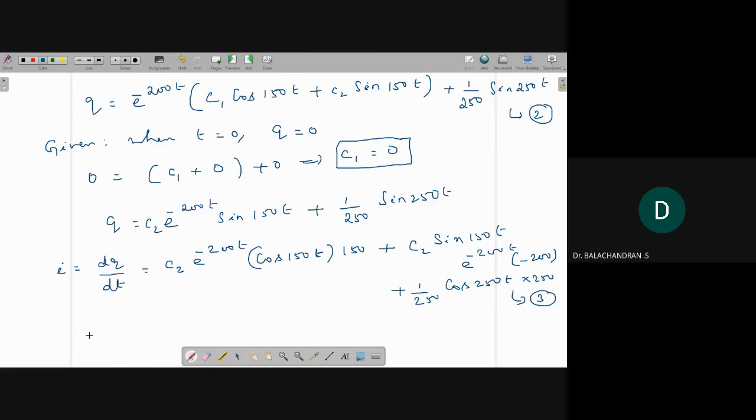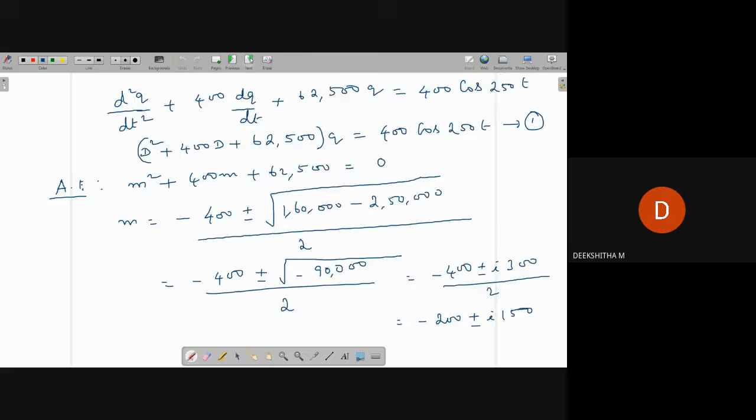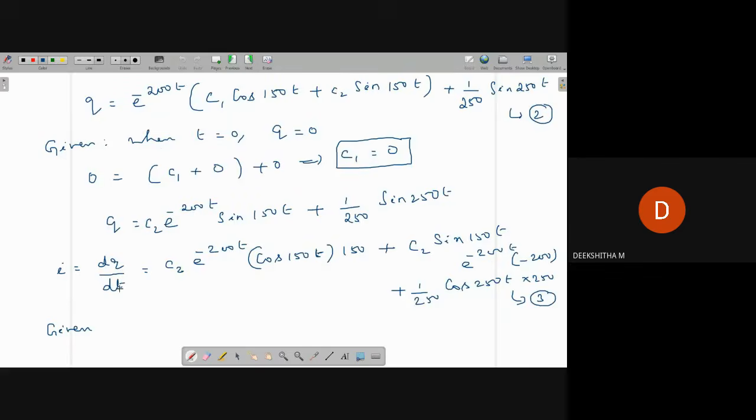The reason is, what is the next initial condition we need to use? Anybody? What is the next initial condition we need to use? Initially the current is 0. Equals to 0 and dq by dt equals to 0, when t equal to 0. Current I equal to dq by dt equal to 0.